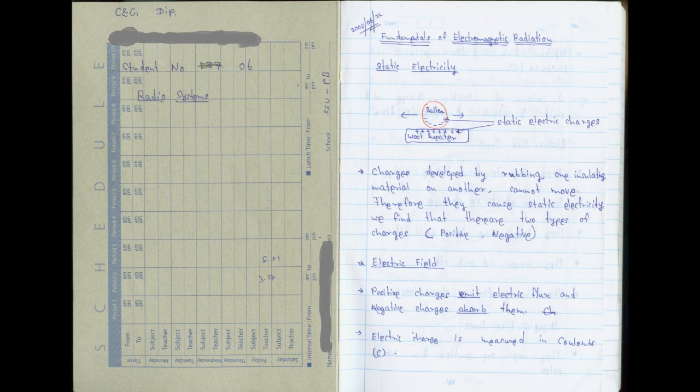This is just an example. Rubber and wool are rubbed together. You know that negative charges develop on the rubber, and positive charges on the wool.